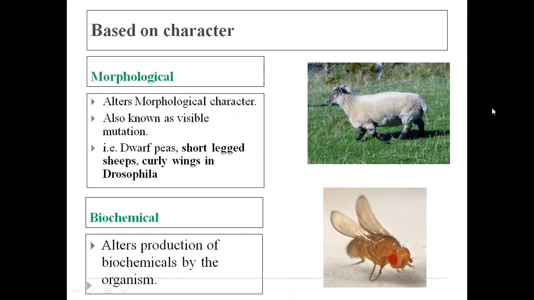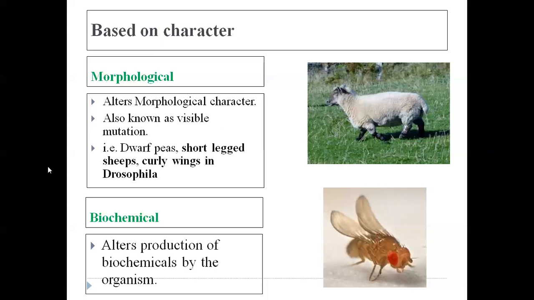Morphologically, you can see it alters morphological characters, also known as visible mutation. When the morphological change is visible, that means you can easily identify it with the naked eye, so that can be termed as visible mutation. There are some examples: dwarf peas, short legged sheep, curly wings in Drosophila. These are the morphological mutations that you can see.